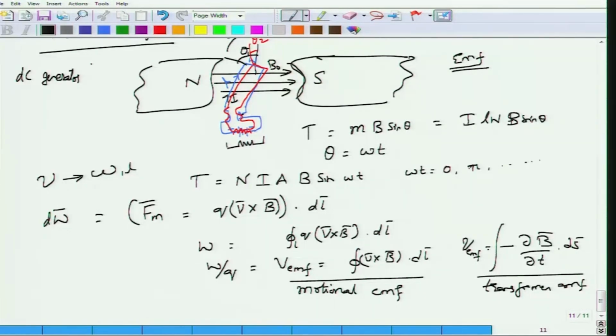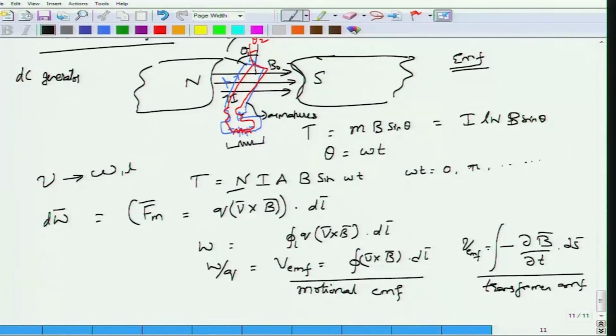One can actually make an AC generator also out of this. In a typical DC generator, there will be multiple loops. These loops are called armatures. There will be multiple windings of the armatures. Here I have shown only one wire. Otherwise, you need to multiply everywhere by the value of n, which is the number of armatures.